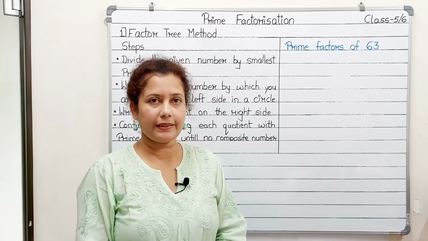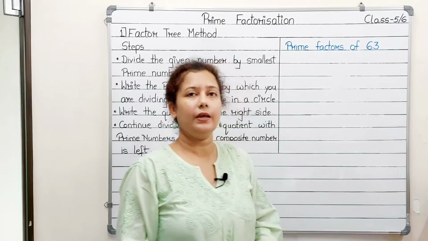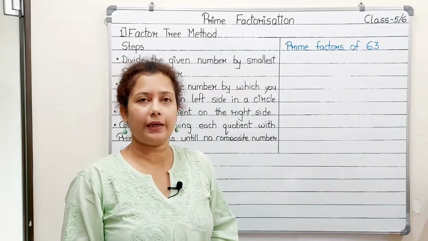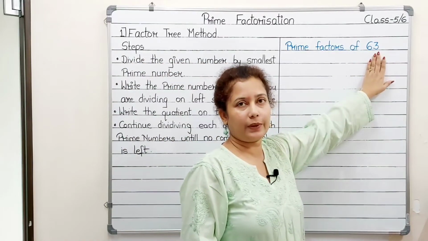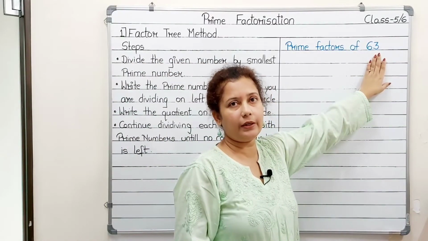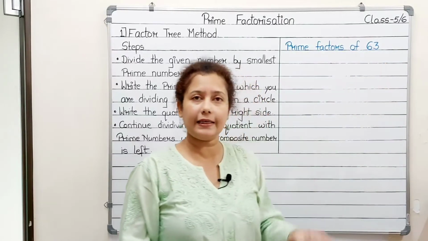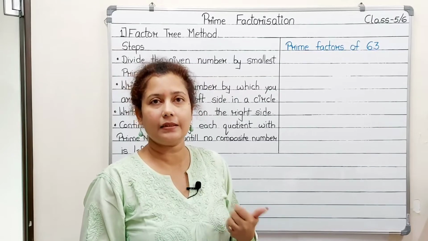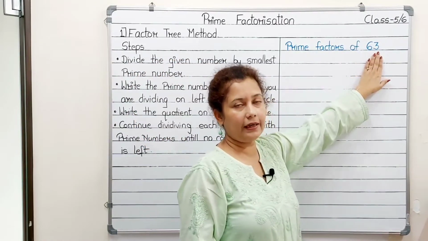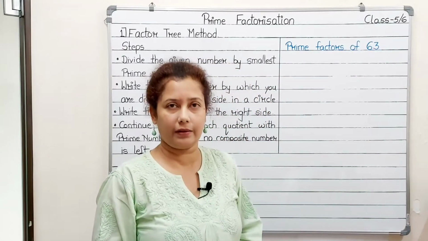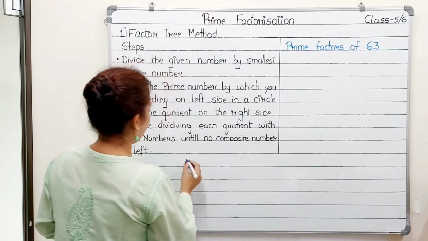Now we will take one more example. We'll find the factors of 63. First step, we will see if it is divisible by the smallest prime number 2. 3 is present at its ones place, so it is not an even number, so it is not divisible by 2. So next we will move to the next smallest prime number, that is 3. So here 6 plus 3 is 9 and 9 is divisible by 3. So it is divisible by 3. So we will divide 63 by 3.